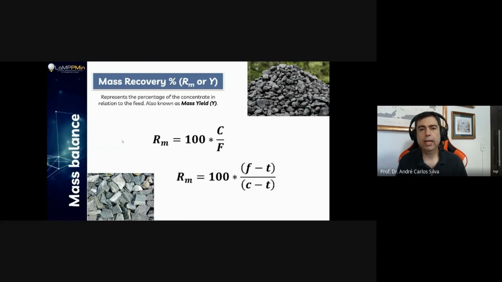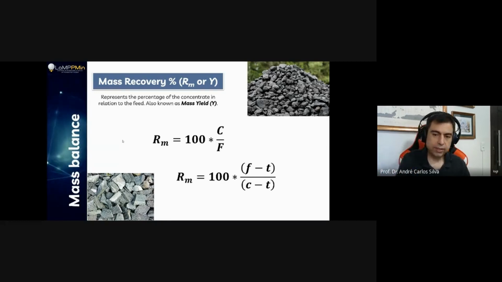Okay, and some authors are going to use RM for mass recovery, or Y. So you just choose whatever you prefer. If you go to study in the Wills and Finch book, that's going to be a Y over there, because they talk about mass yield. Nevertheless, they're both correct. And in here, I'm going to use both names. I'm going to use mass recovery in some examples and mass yield in other examples, in order to train you guys to use both as the same.